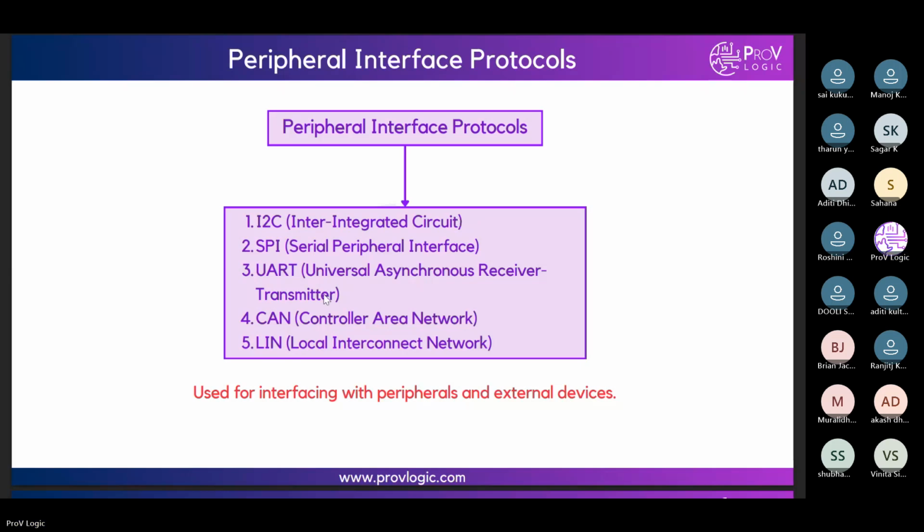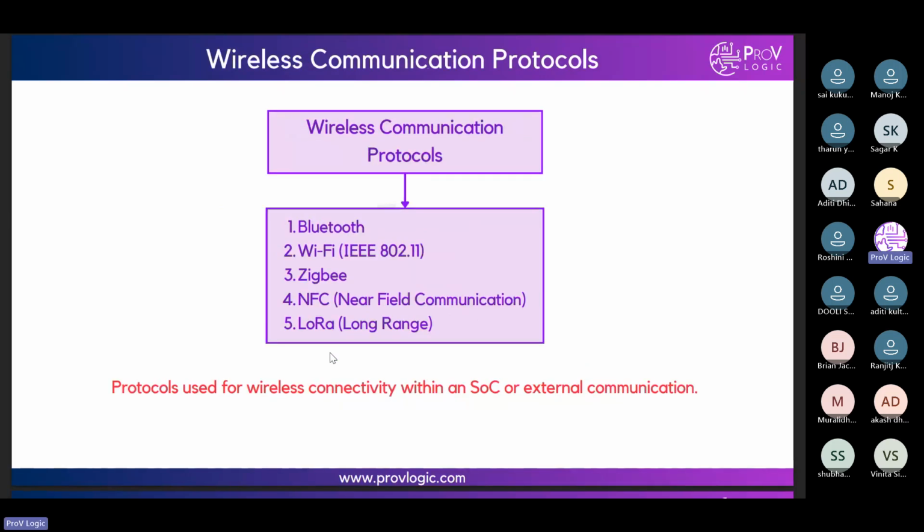Okay. And CAN and LIN are network related; for network purposes, we use these two. And coming to the wireless communication protocols, the mostly used ones are Bluetooth, Wi-Fi, Zigbee, NFC, and LoRa.